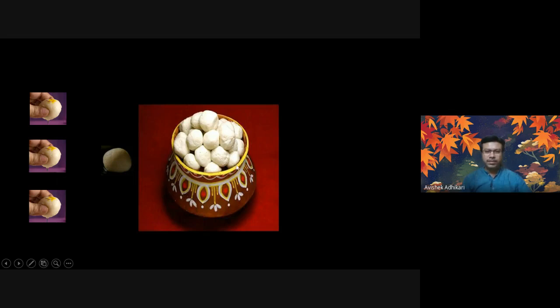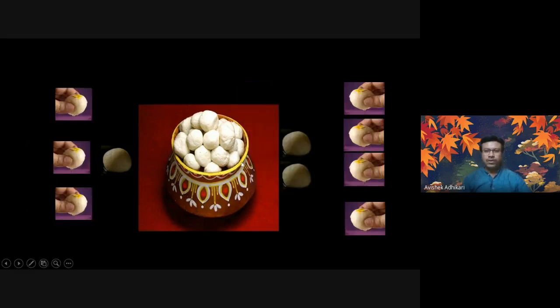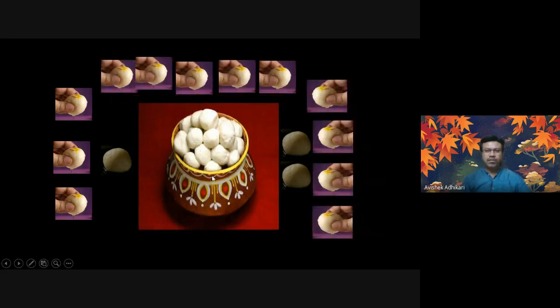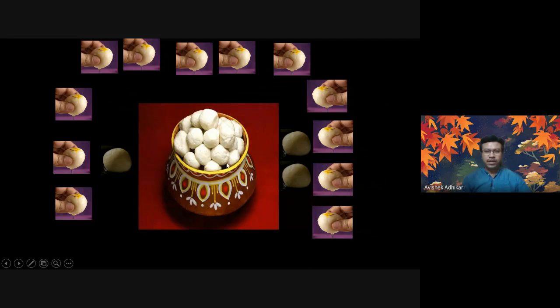Okay, similarly, if you take 4 rasgullas at a time, then within this container, at the end 2 sweets are present, and if you do this same thing for 5 rasgullas at a time, if you take it out from this container, at the end you will have 3 sweets present in that container.